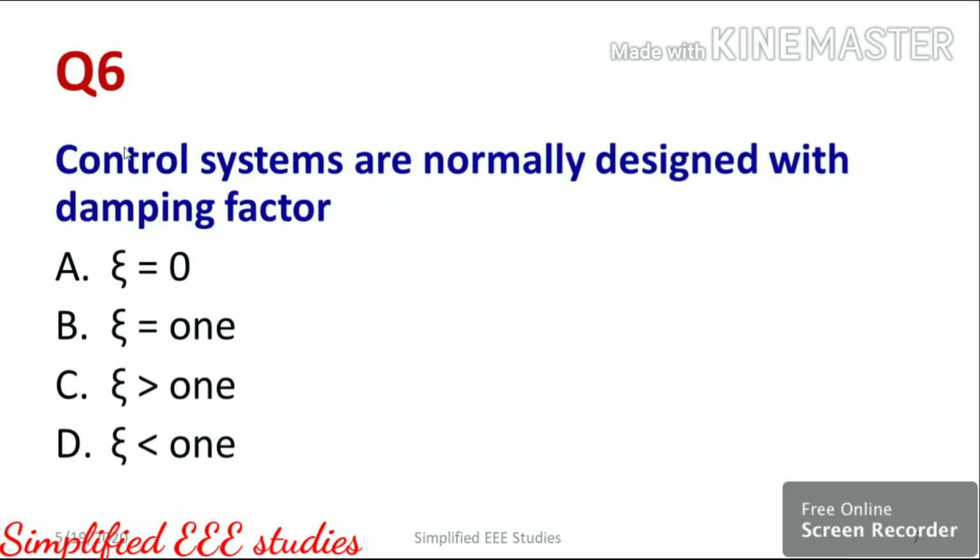Now moving on to the 6th question. Control systems are normally designed with a damping factor. Normally we prefer an underdamped system. For an underdamped system, the value of zeta will be less than 1.